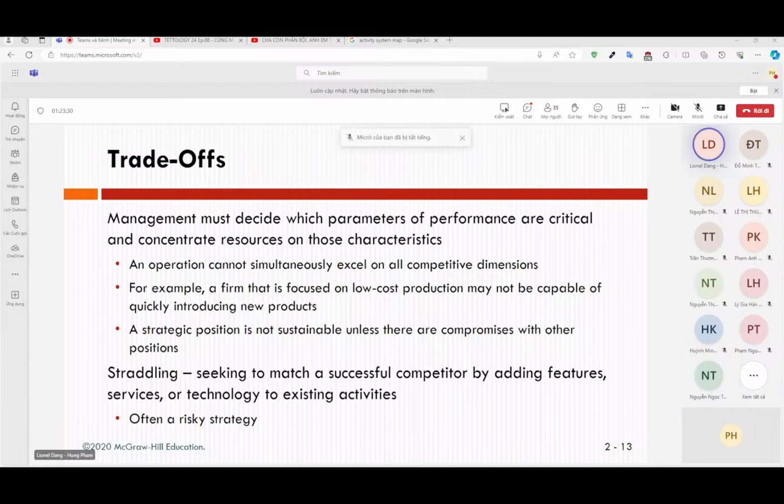Okay. So now give us another example about the straddling. Okay, about the straddling strategies. I think another example might be companies like IKEA. They provide products that are quality and low price compared to the Western market at the same time.